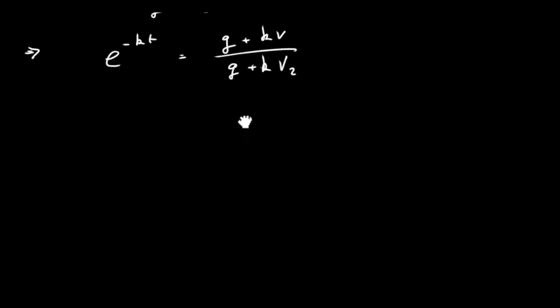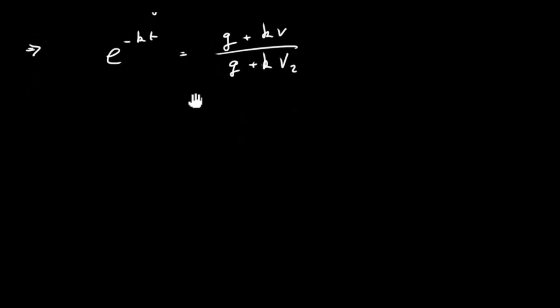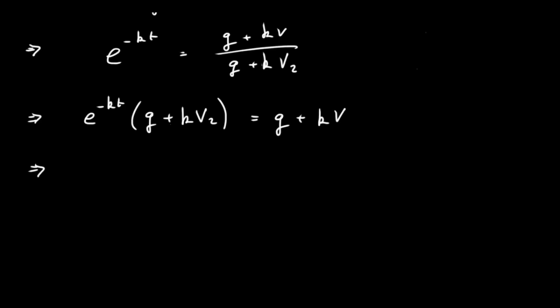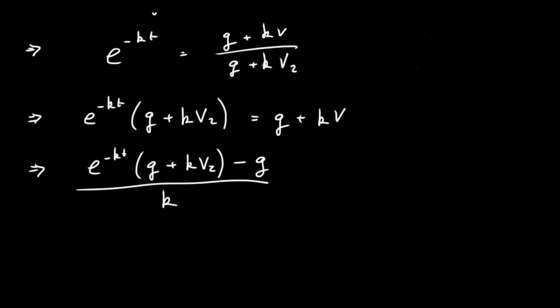Now what we want to do here is try and get v on its own. So what I'm going to do next is multiply across by g plus kv2. So it's e to the power minus kt times g plus kv2 is equal to g plus kv. The next thing I'm going to do is subtract the g and divide by the k. So it's e to the power minus kt times g plus kv2, minus g. Then I'm going to divide by k, and that gives me v.